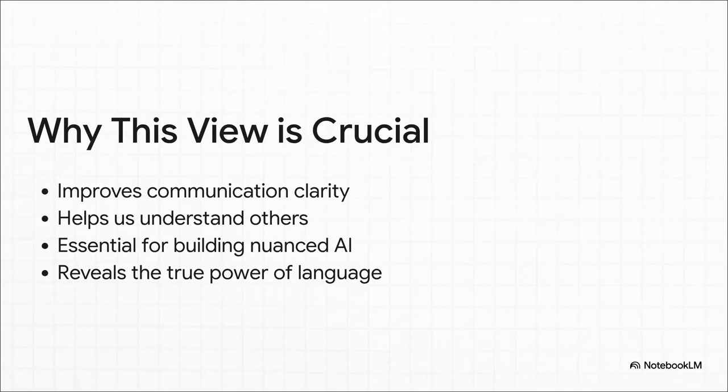Understanding this richer view of meaning is so crucial. For one, it helps us communicate way more clearly because we realize our words always depend on a shared context. It also helps us understand other people better because we see their words not just as facts, but as actions designed to change our perspective. And this is a big one. It's absolutely essential if we ever want to build artificial intelligence that can actually get the nuance of human language. Ultimately, it just reveals the true power of language. It's not just a tool for labeling the world, but for shaping it.